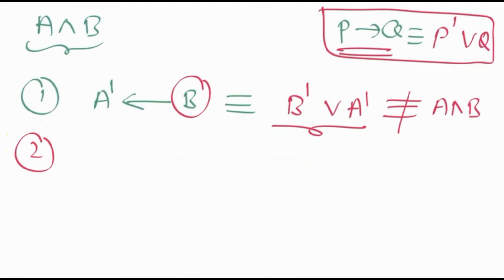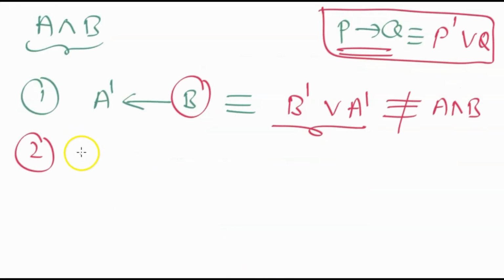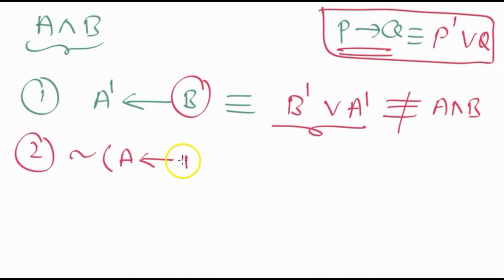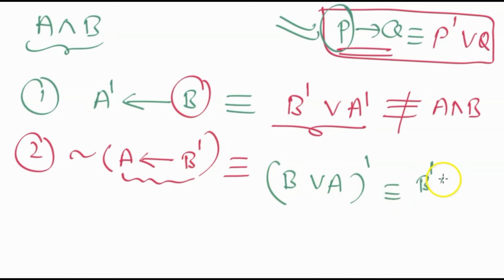Let's check out option B. What is option B? Negation of A, backward implication, because remember this operation is backward implication, B dash. Since this is just negation, we can apply the rule P implies Q means P dash or Q. So negation of this gives the negation of B or A, and that is B dash and A dash.